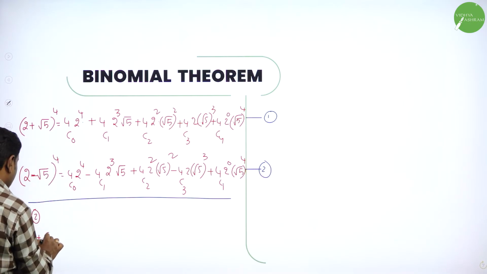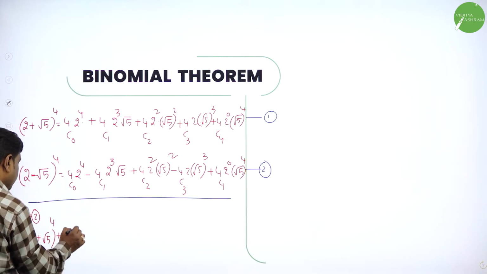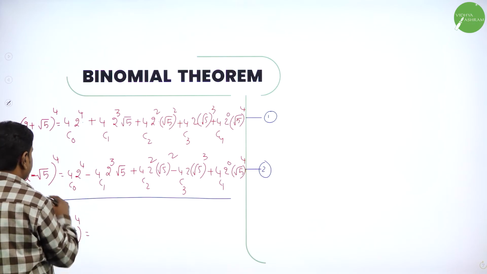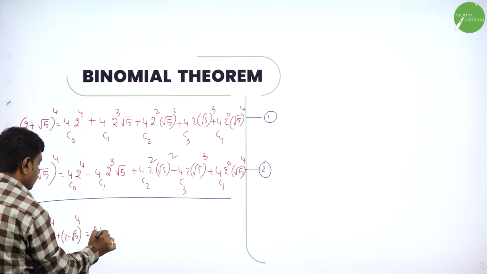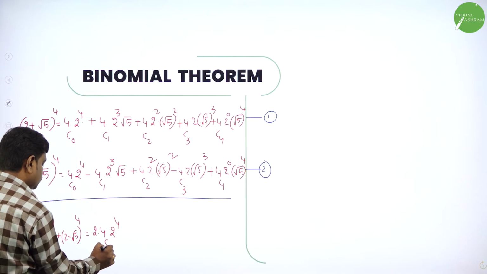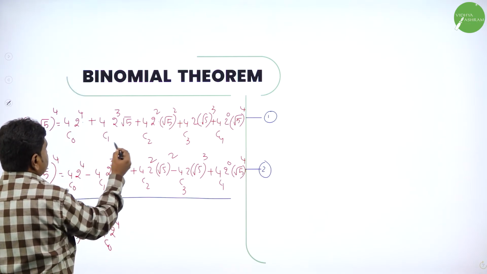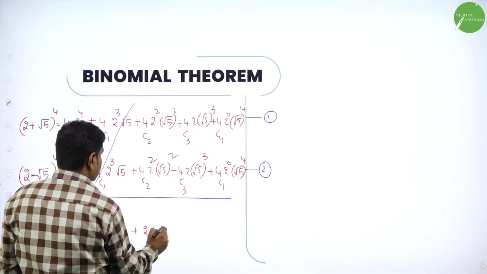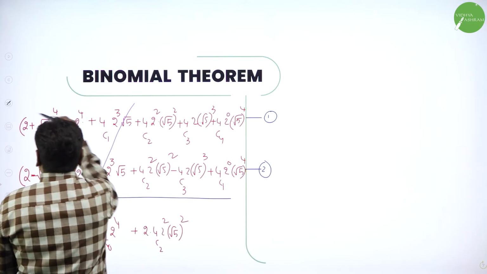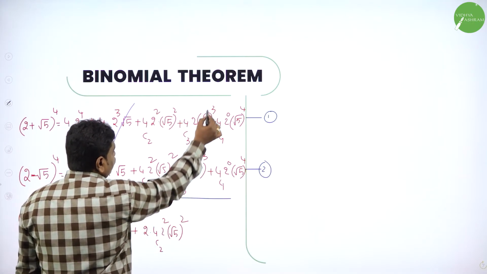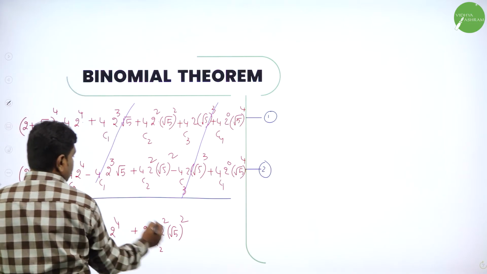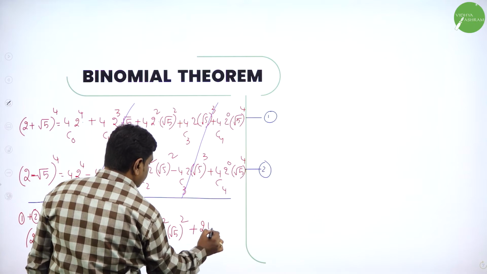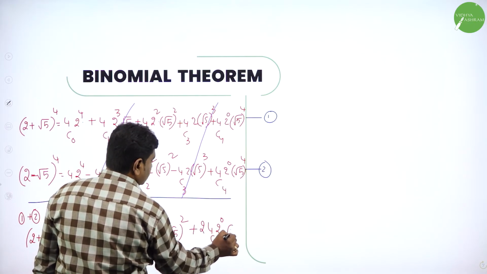If you add LHS, it will become 2 plus root 5 power 4 plus 2 minus root 5 power 4. RHS also you are adding. When you add the RHS, this 4C0 2 power 4, 4C0 2 power 4 becomes 2 times 4C0 2 power 4. Then 1 is plus, 1 is negative. If you add, these two will cancel. Again, if you add these two, it will become 2 times 4C2, 2 square, root 5 square. Again, negative terms. So this is positive 4C3, this is negative 4C3, equal and opposite will cancel. Then plus 4C4 plus 4C4 becomes 2 times 4C4, 2 power 0, root 5 power 4. Now this is the answer.